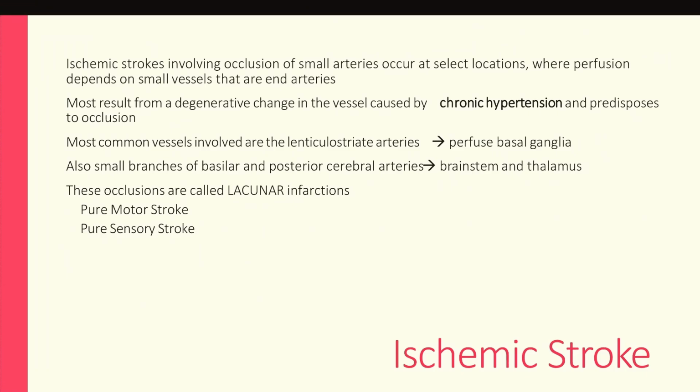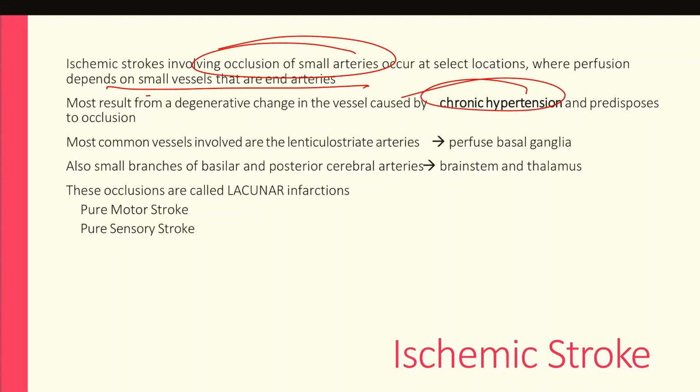Okay, so ischemic strokes. Occlusion of small arteries at select locations where perfusion depends on those small vessels. So we have an occlusion to the blood. These little areas get ischemic and eventually necrosis and they die off. Most are from chronic hypertension, and that's why we are so worried and careful about hypertension, because we know it can cause strokes as well as issues with the heart itself. Most commonly the vessels of the basal ganglia, brainstem, and thalamus are affected.